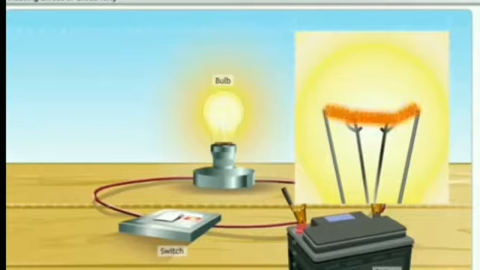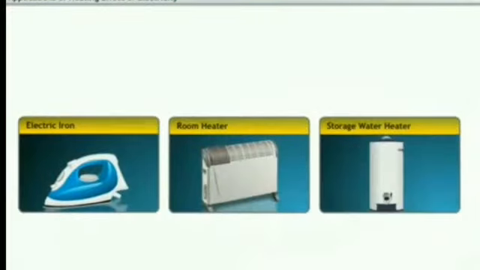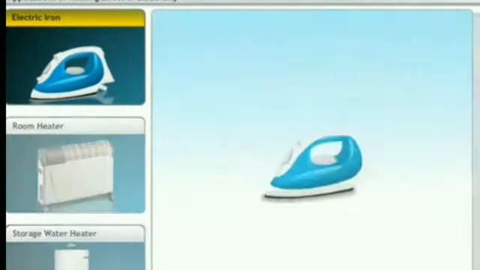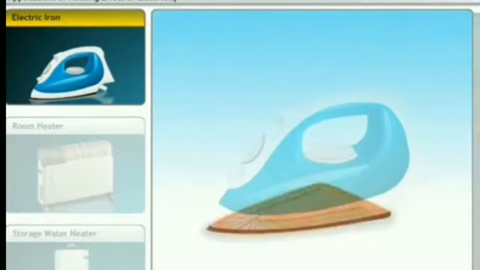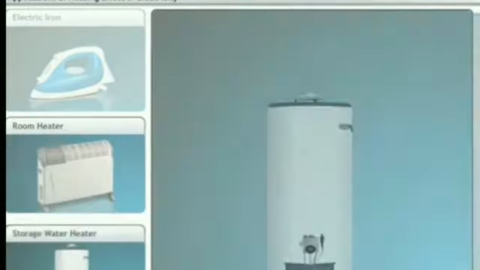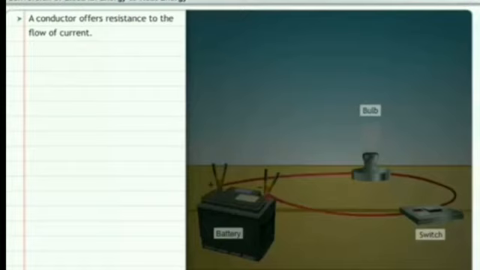Many appliances in our houses utilize this heating effect of electricity for their working. Some common examples are electric iron box, room heaters, and storage water heater. How does the electrical energy or current get converted to heat energy?